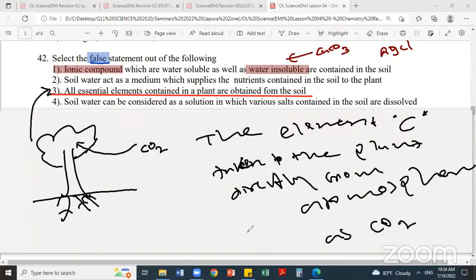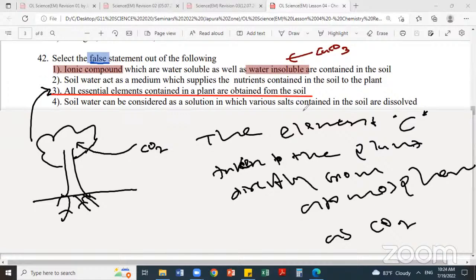So this is in the soil. So calcium carbonate, corals in the sea. Soil acts as a medium which supplies nutrients. Through the soil water only, plants absorb nutrients. So the plant cannot absorb fertilizers in powdered form. Soil water can be considered as a solution which contains various salts. Soil water contains many dissolved minerals. It's very important for plant growth.